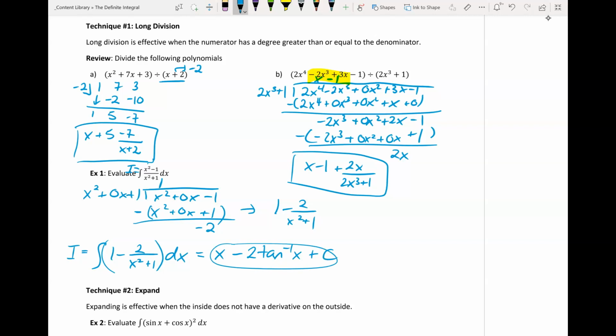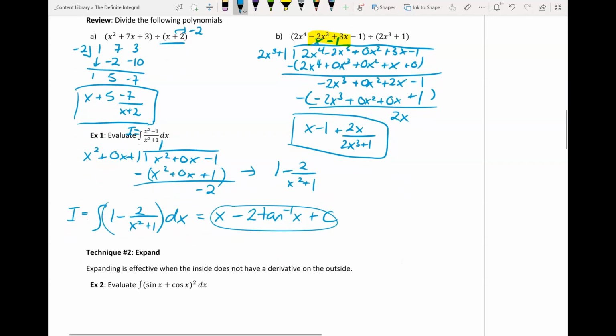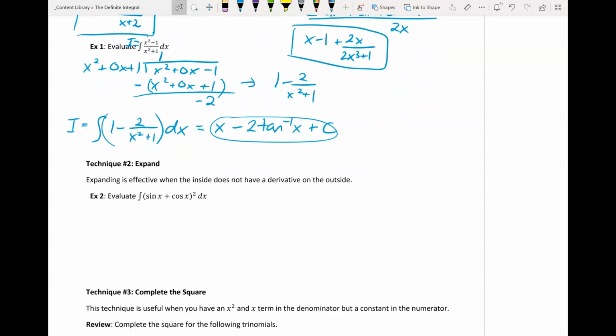And then we're done. That's our final answer. Here's another method. This is the expansion method. So whenever you have something that you can always expand on, like a product of factors, you can expand it and see if that's easier for you to integrate.